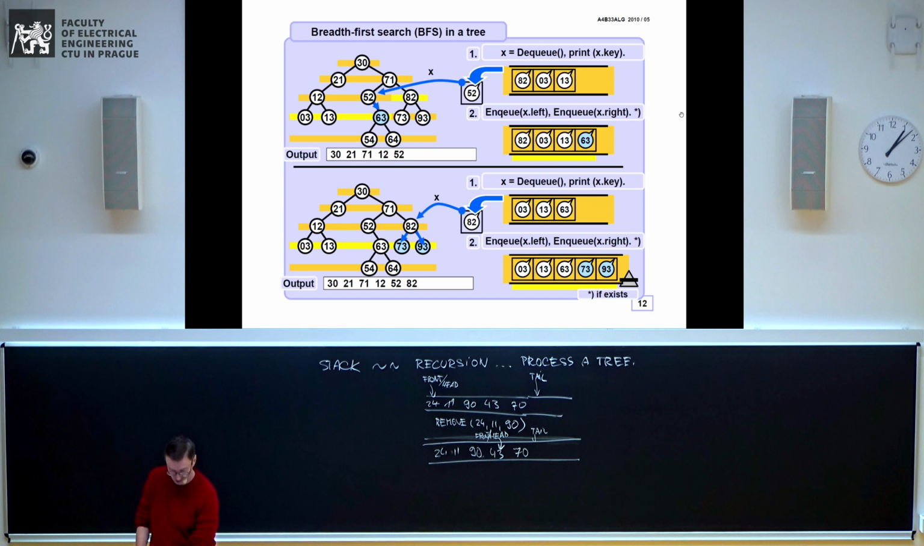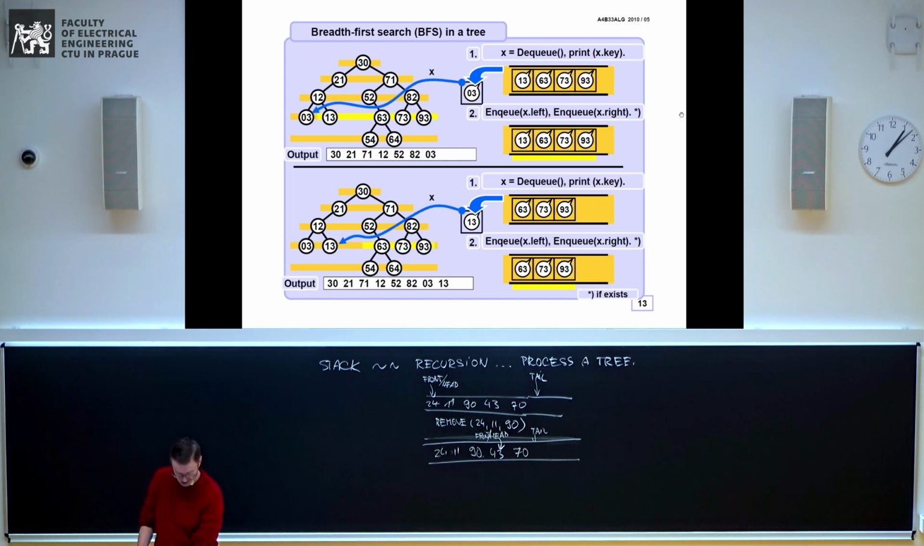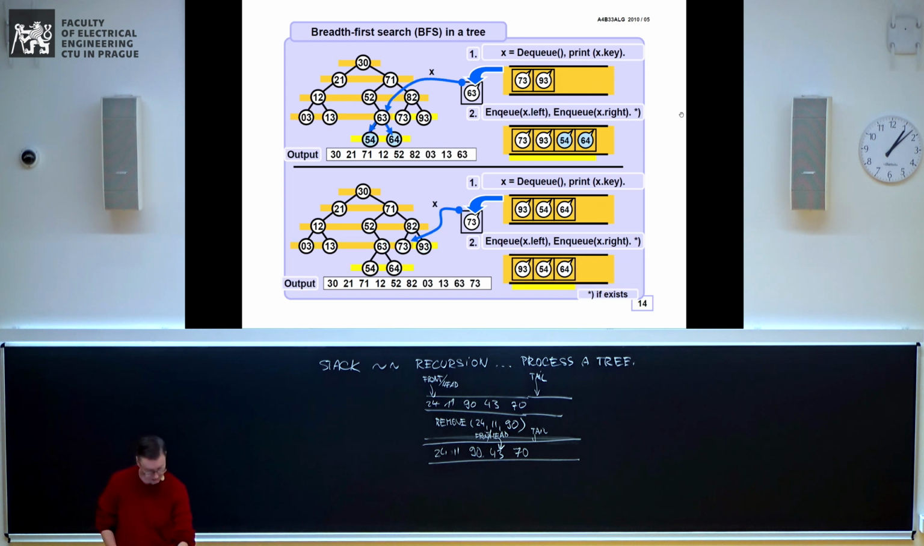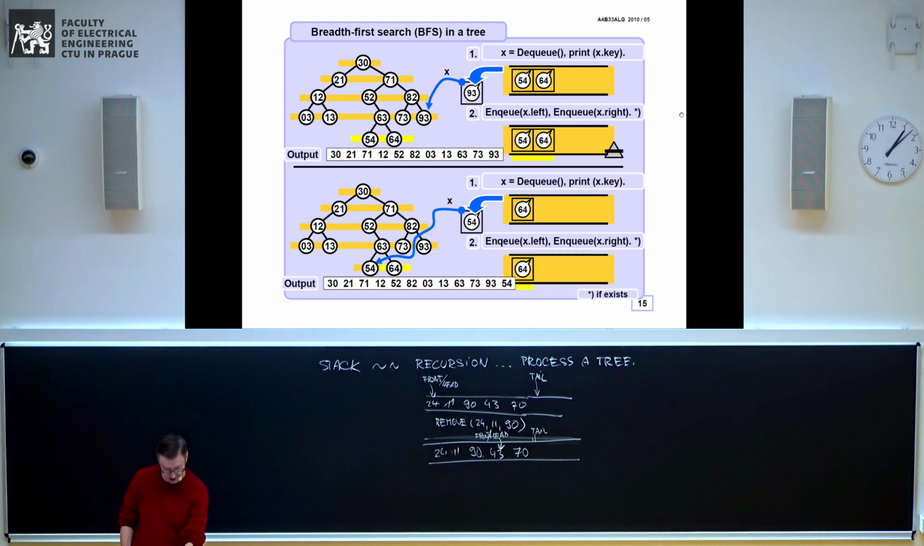I will go to the very end of the process. You can see where it is. Wow. So this is the part which is quite near the end. Who's left in the queue? Originally it was 93, 54, 64. So they are still there in the queue.